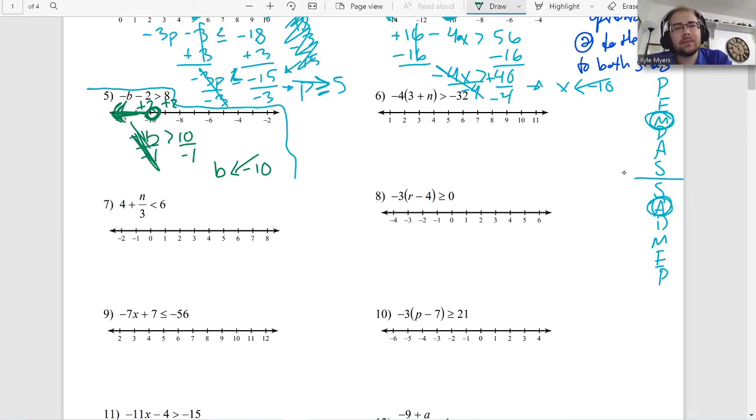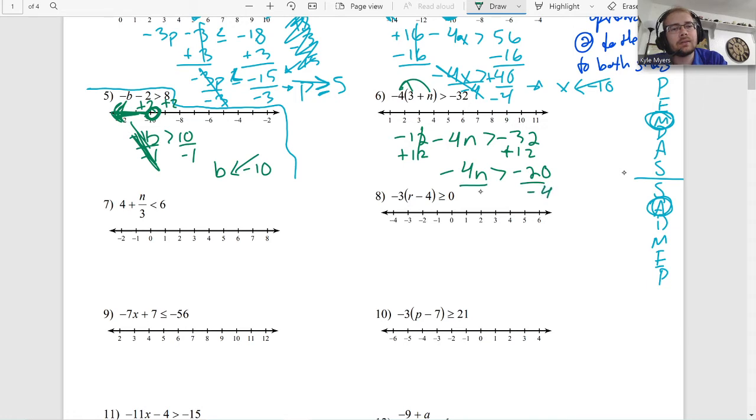Okay, so 6. I'm going to go 1, 2, just like that. So this is negative 12 minus 4n greater than negative 32. And I'm going to add 12 to both sides. So add 12, and I'm going to do minus 4n greater than negative 20. And then I'm going to divide both sides by a negative 4. Divide by negative 4 on both sides.